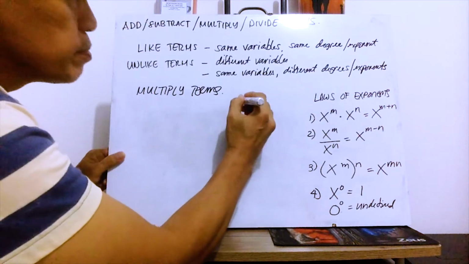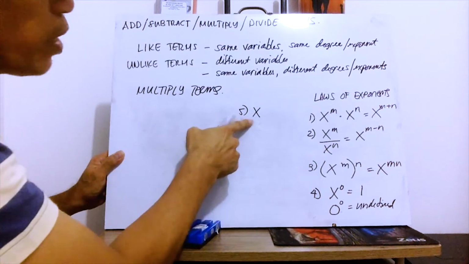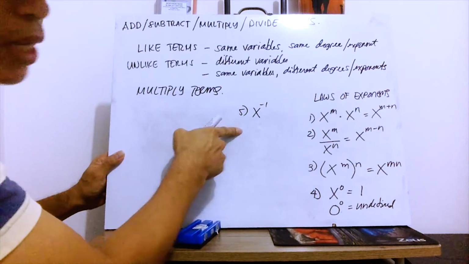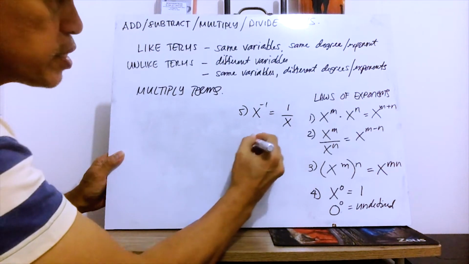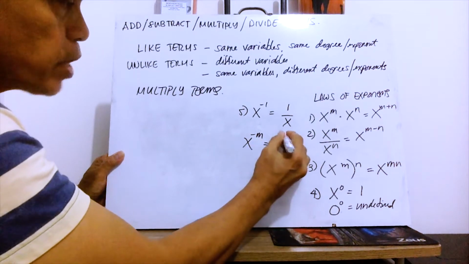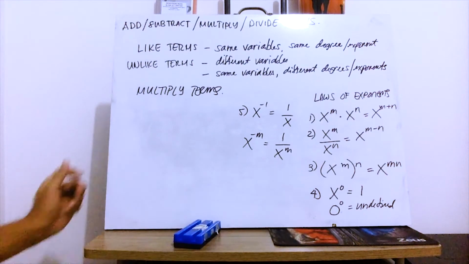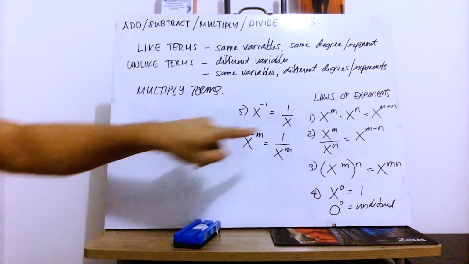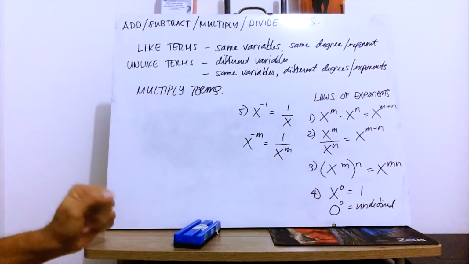Okay, another one. If a term is raised to a negative exponent, might as well make it positive by getting its reciprocal. So if x is raised to negative m, make it positive by getting the reciprocal of the term. There. Simple as that. So that's the fifth rule. But these 3 basic rules that you should always remember. These are very important rules.